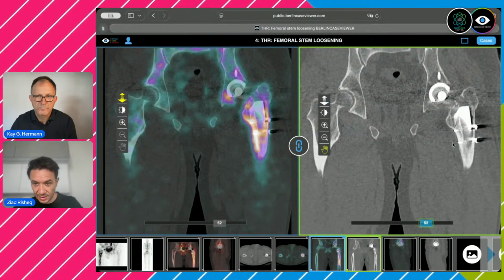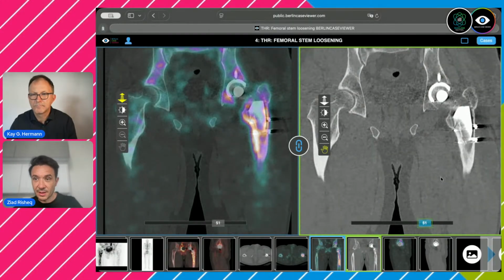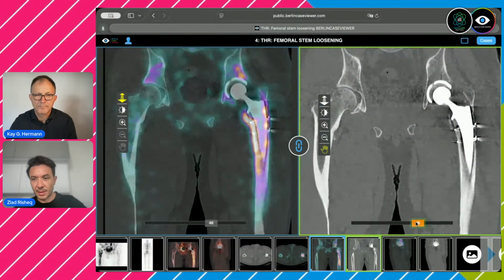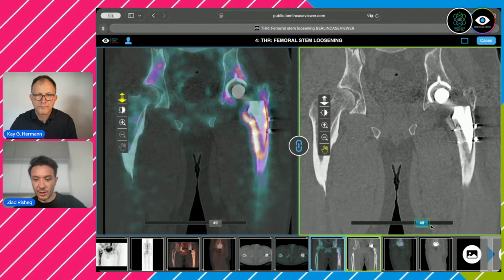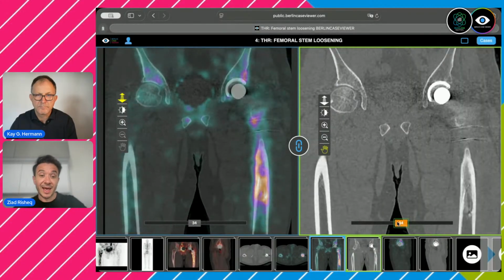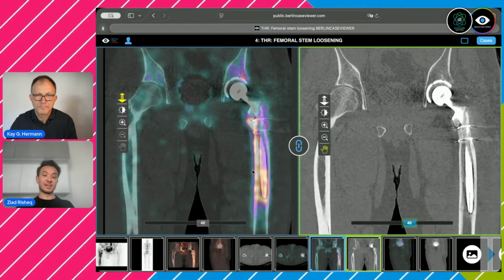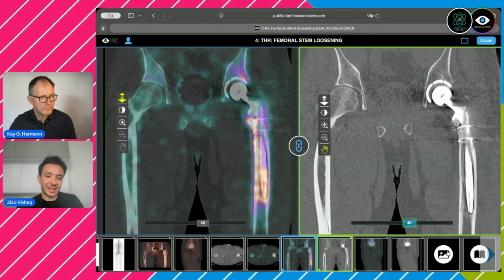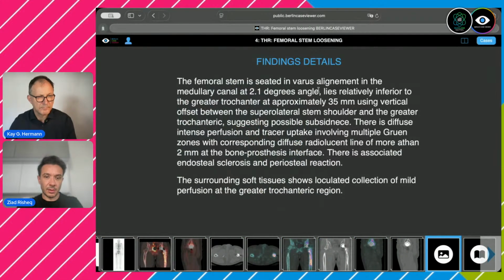You can see here the lesser trochanter, and you can see the lip over here. It is a bit low compared to the lesser trochanter, and even the shoulder of the stem is a bit low compared to the greater trochanter. So this was actually aseptic loosening, even though we see this diffuse uptake on the early phase and delayed phase. If in these cases you want to confirm that this is infection or septic loosening or aseptic loosening, you really need to do a white BC scan or at least an FDG PET scan.